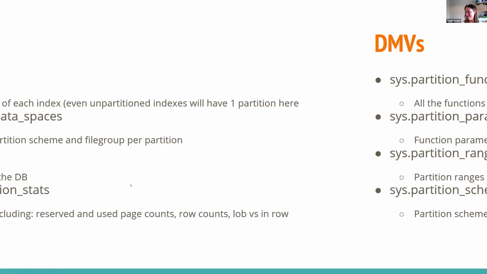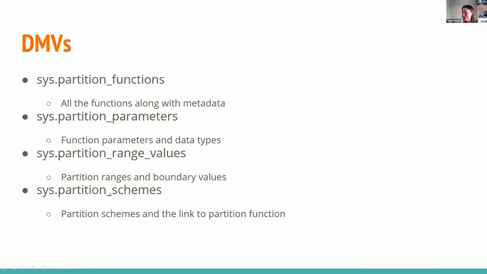So all I've put on here is just some useful objects to use when looking through your partitioning strategy in your database. Partition functions just lists the functions you have in your database. Partition parameters will tell you which data type that function supports. Range values gives you your boundary values, and both of these tables have a one-to-one link for parameters and one-to-many for range to your function.